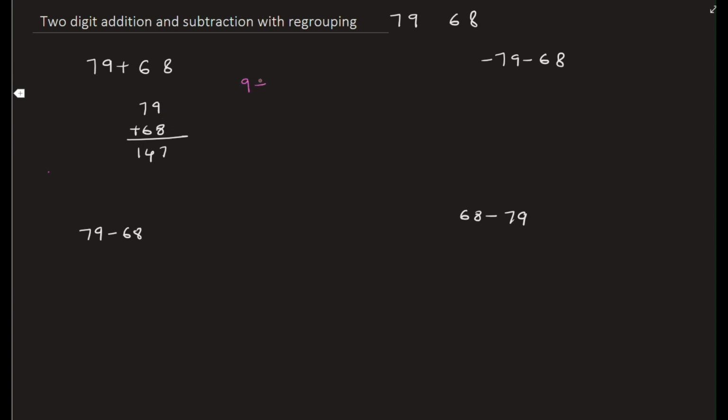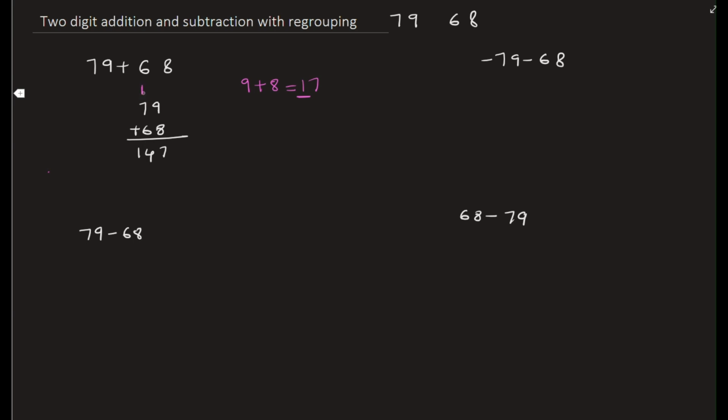So I do 9 plus 8, it equals 17. So here I will have 7 in the units place of the answer. But I have one more number, 1. In the units place I can accommodate only 7, so I carry over 1 to the tens.